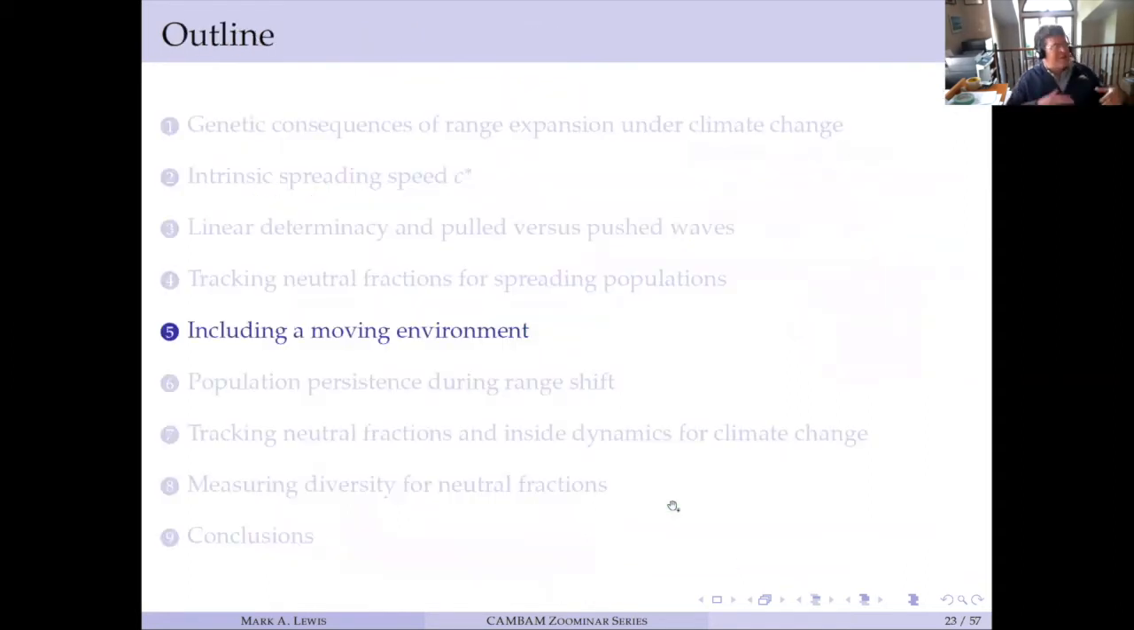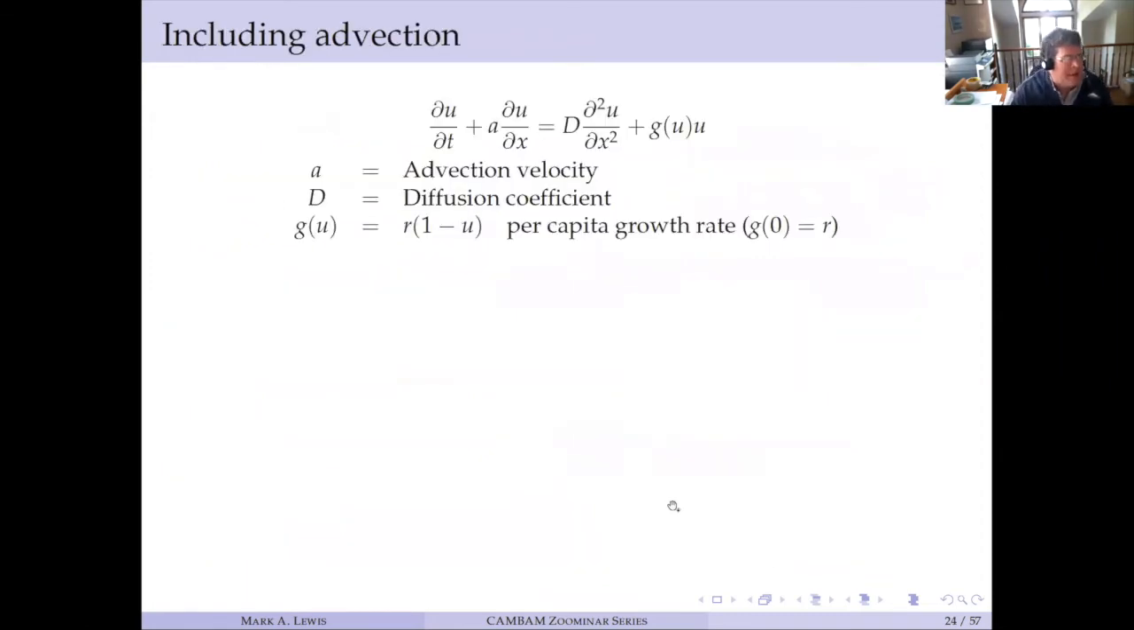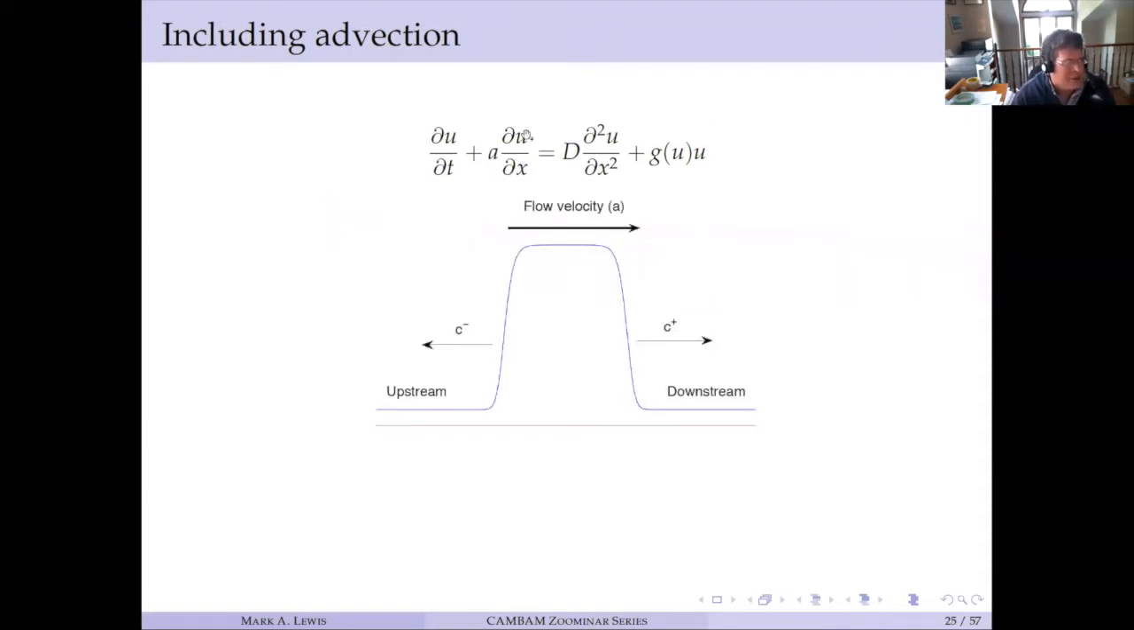Okay, so this is kind of the theory without climate change or a moving environment. So let's shift gears a little bit and now talk about including a moving environment. The first thing we can do is just think about our original model, but now go to something with some advection velocity. And so A is the advection velocity, and it's just shifting things to the right at velocity A. We can imagine for now that this is an infinite river that we're looking at.